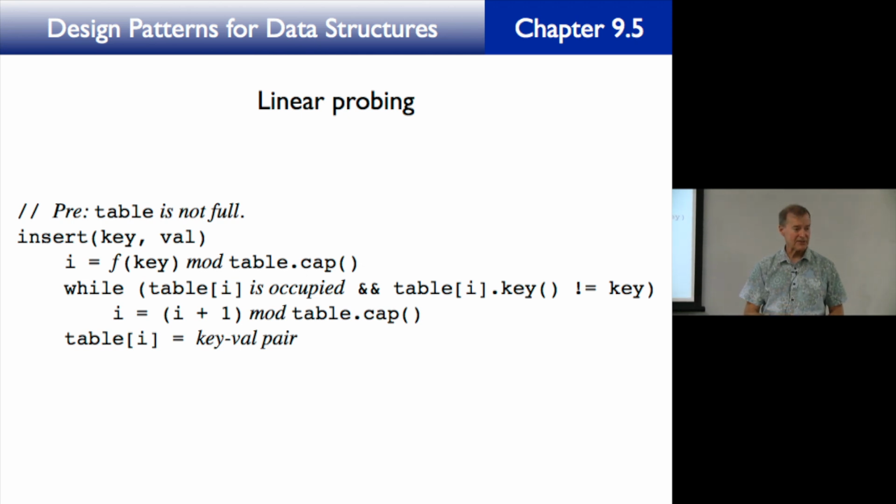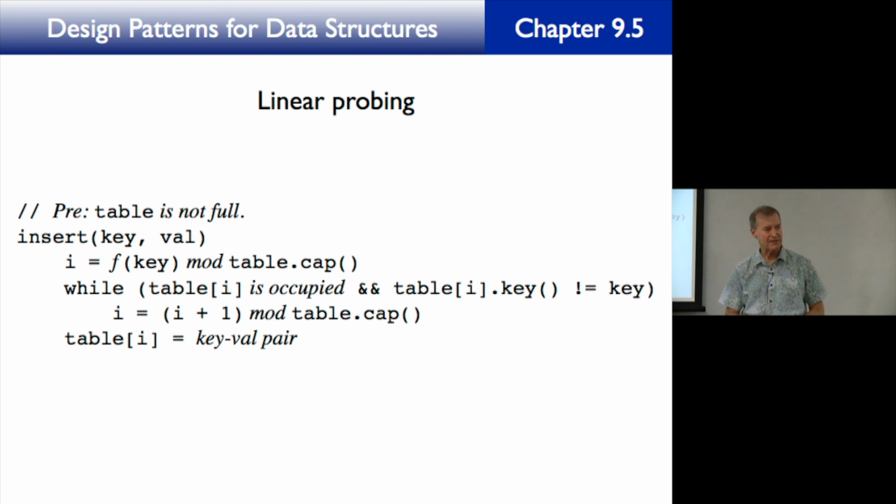And then what's the post condition at the termination of the loop? It's not the test, right? That's how the loop terminates. So it's not: table sub I is occupied and table sub I dot key is not equal to key. By De Morgan's law, either table sub I is what? Not occupied, or equals the key, right? And in either case, you overwrite. You're either overwriting the key or you're putting the new one in there.